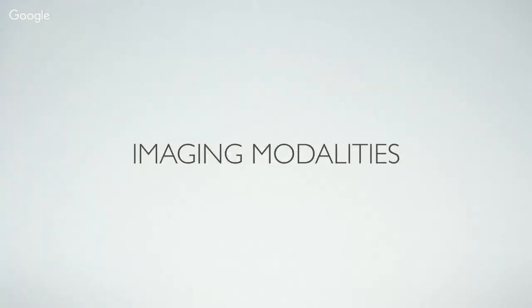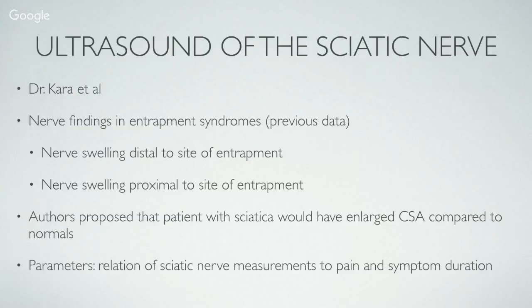So let's talk about some imaging modalities that you can use for the patients that come into your office with deep gluteal syndrome. Ultrasound is heavily used in physiatry and radiology as well. Dr. Kara published in 2012 a study evaluating the applicability of ultrasound in cases of sciatica. Previous studies had found enlargement, either distal or proximal to a site of entrapment, on ultrasound, and they thought that it's possible we might see increased cross-sectional area compared to normals in patients that have sciatic nerve entrapment on ultrasound.